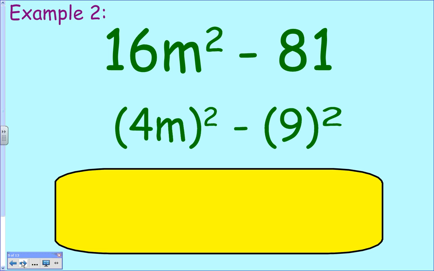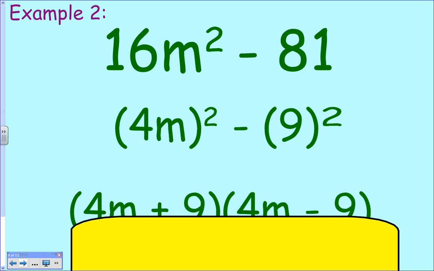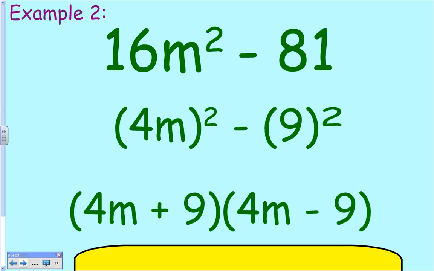Here's one where we've already rewritten it for you. 16m squared minus 81. Remember, the first thing that's being squared is 4m. The second thing is 9. So first plus second, first minus second. 4m plus 9 times 4m minus 9.